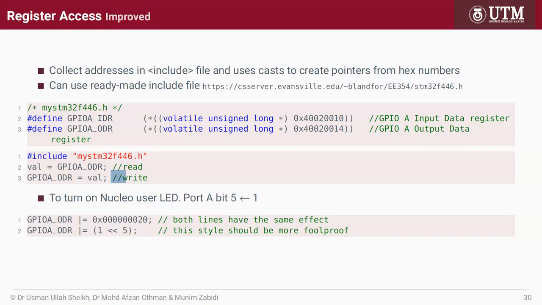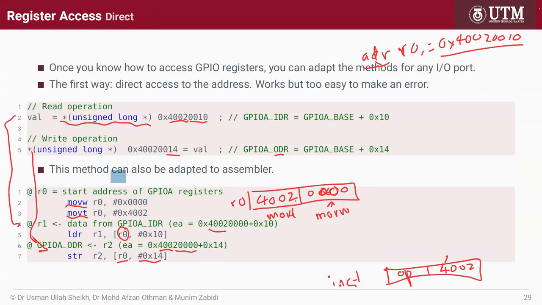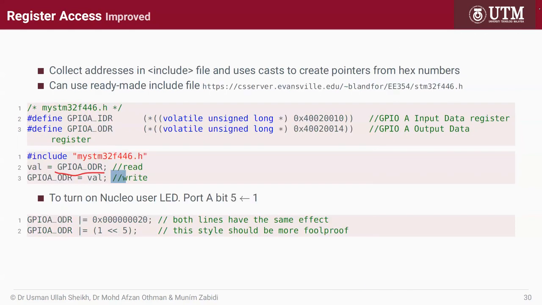So GPIOA underscore IDR is defined as that long pointer. Okay, long pointer. So when I want to use it, I just say val equal GPIO ODR instead of all this. Doing it the other way is dangerous because you can make a mistake. So here, there is less chance of mistake.